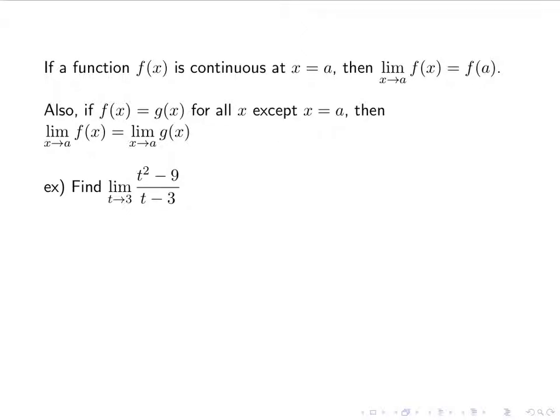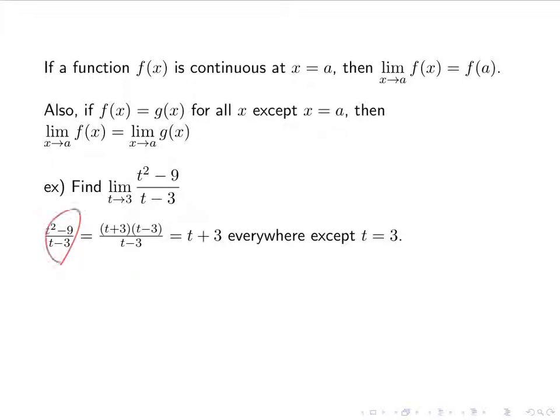Find the limit as t goes to 3 of t squared minus 9 divided by t minus 3. We're going to use some algebra to factor this. And it's a difference of 2 squares, so t squared minus 9 becomes t plus 3 times t minus 3. My t minus 3's will cancel, and this will equal t plus 3 everywhere except t equals 3. So again, at t equals 3, this function's undefined. So it's equal to t plus 3 everywhere except t equals 3.